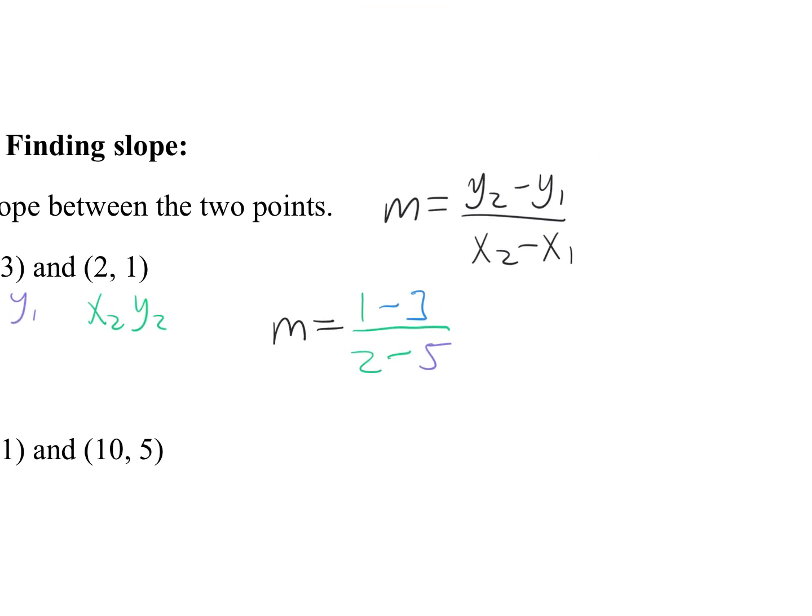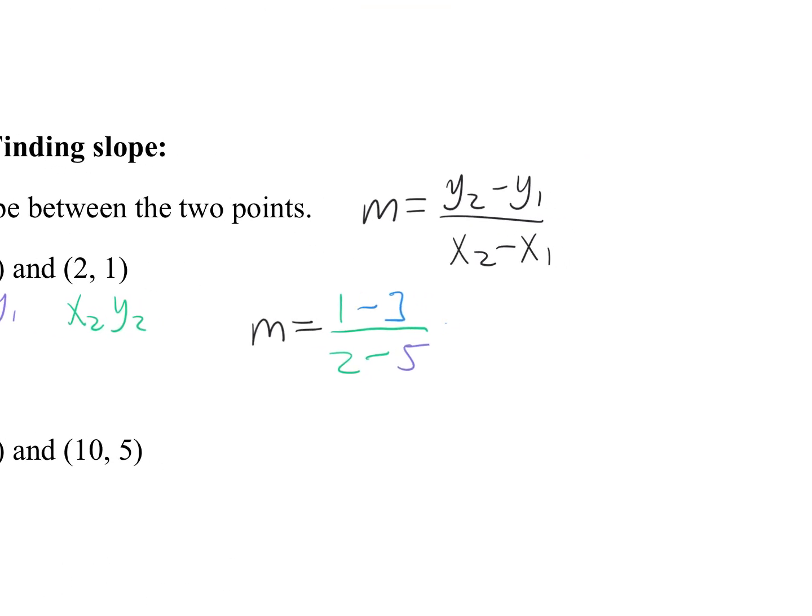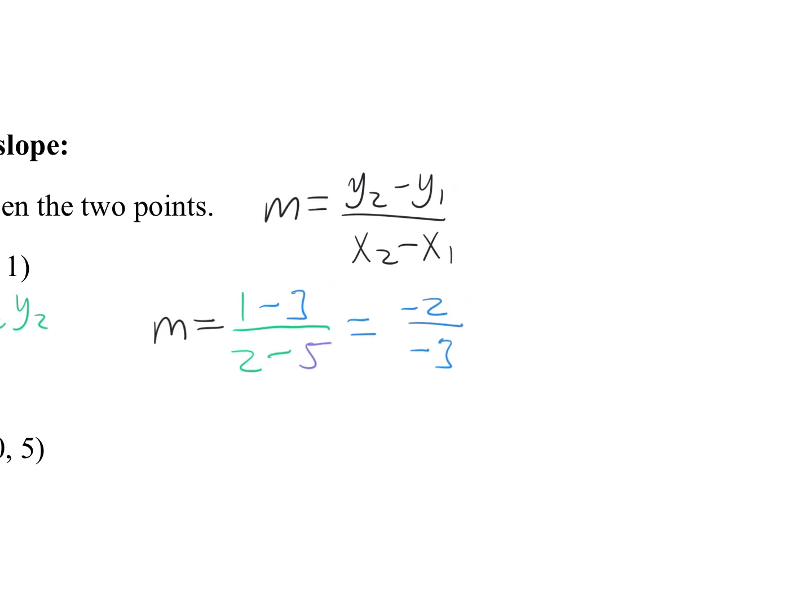All right, so I'm going to go ahead and evaluate this. The top is going to get you 1 minus 3, which is negative 2, over the bottom is 2 minus 5, which is negative 3. All right, negative 2 over negative 3, negative divided by negative cancels out, and you get a positive answer. So your slope is going to get you a positive 2/3.